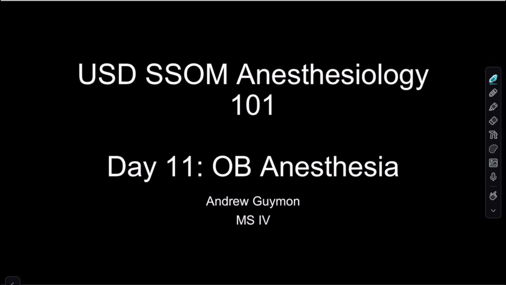Today we're continuing our Anesthesiology 101 lecture series on day 11, OB anesthesia. We have a couple different learning objectives. First, we'll cover neuraxial anatomy, the different structures that are accessed when placing epidural or spinal anesthesia. Then we'll discuss some of the similarities and differences between epidurals and spinals. And then we'll conclude discussing combined spinal epidurals, CSEs, and then some of their techniques, advantages, and disadvantages.